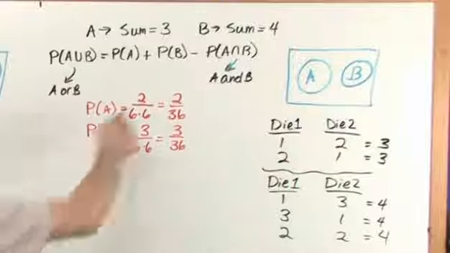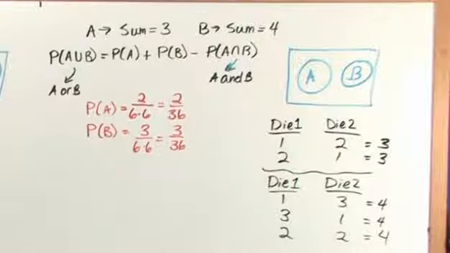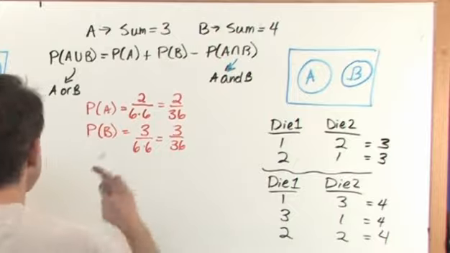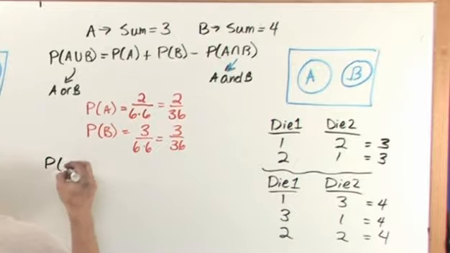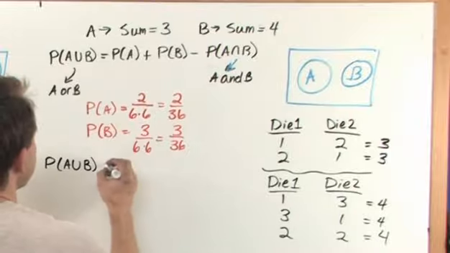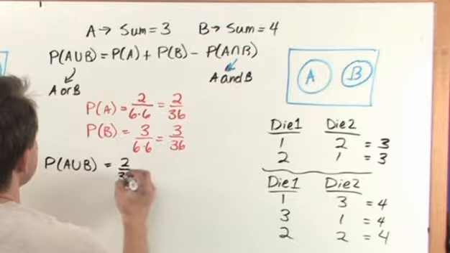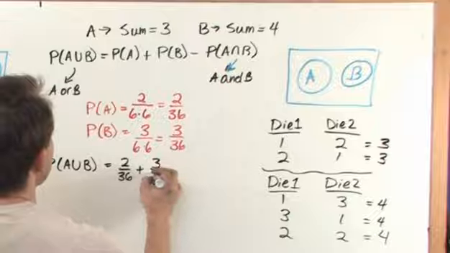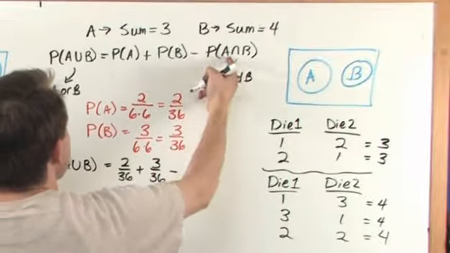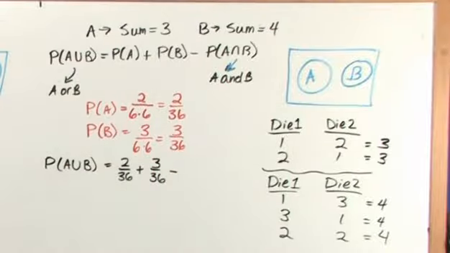So the probability of A was 2 over 36. The probability of B is 3 over 36. So then the probability of A union B is the probability of A plus the probability of B: 2 over 36 plus 3 over 36 minus the probability of A and B. A intersection B is A and B.